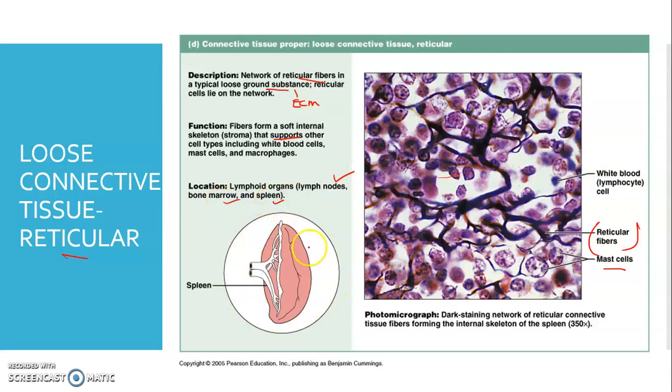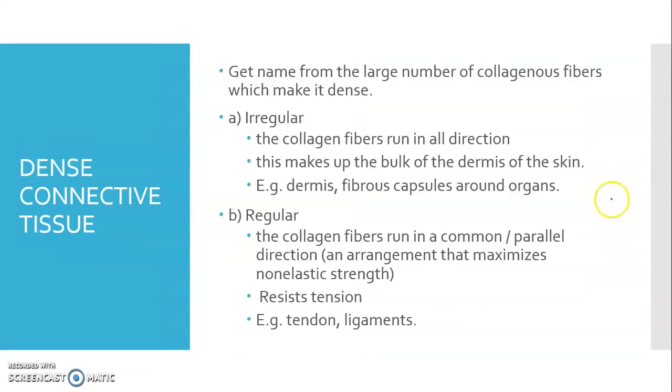So this is the spleen. If you have ever cooked or eaten the spleen of a cow, you will know the spleen is quite spongy. How is it spongy? Because it has lots of reticular fibers, and a lot of blood because it consists of a lot of white blood cells.